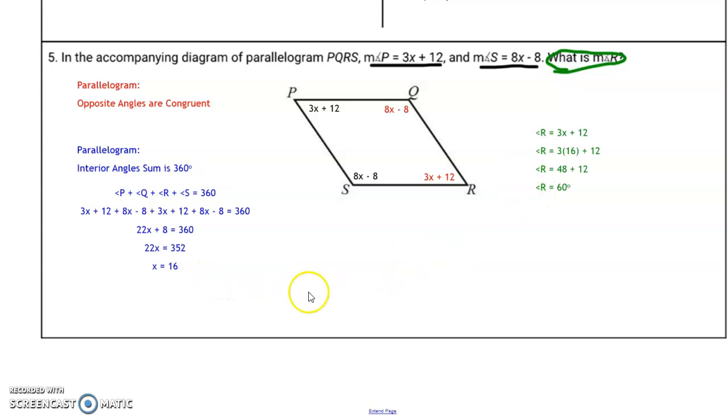All right, luckily for us, it was just a simple substitution. 3x plus 12 is the measure of angle r as stated previously, and I know that I can substitute in 16 for that x to get that answer.